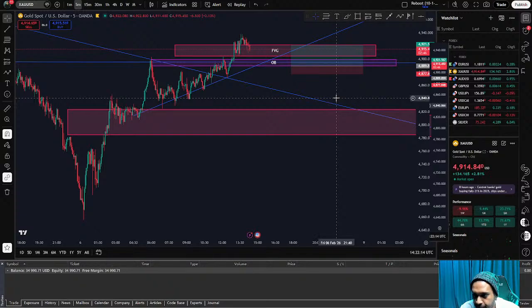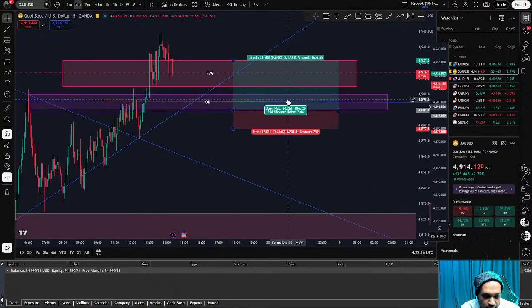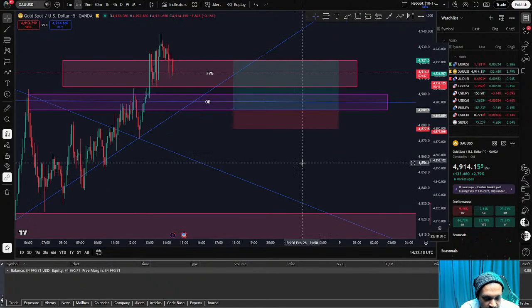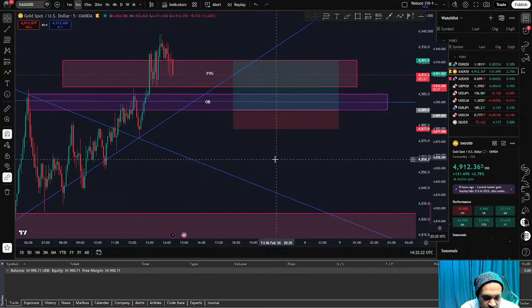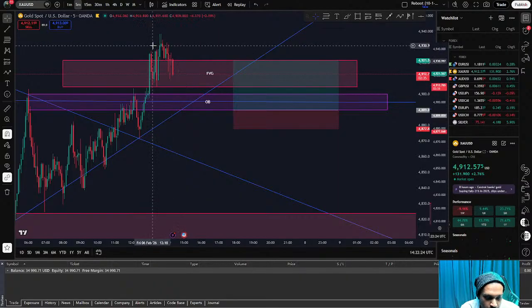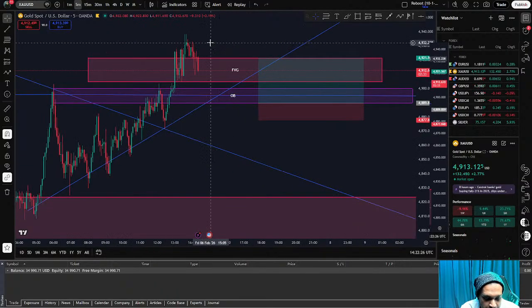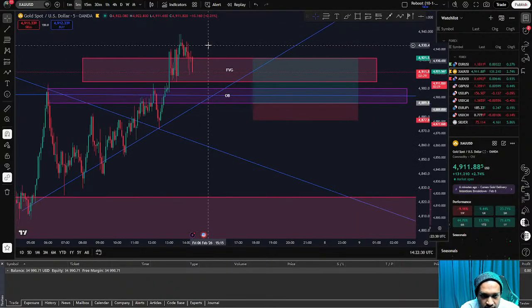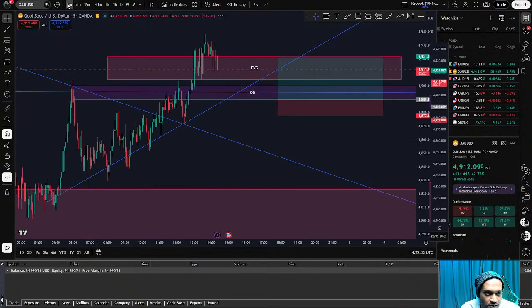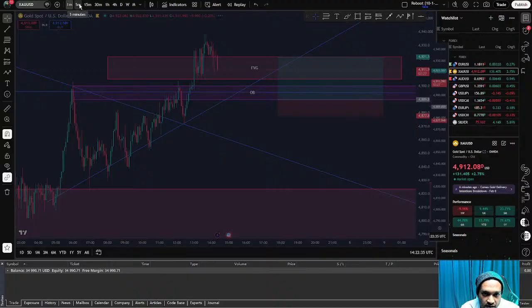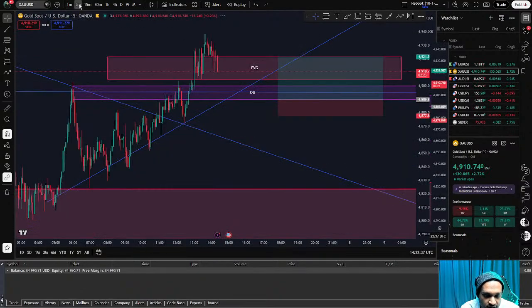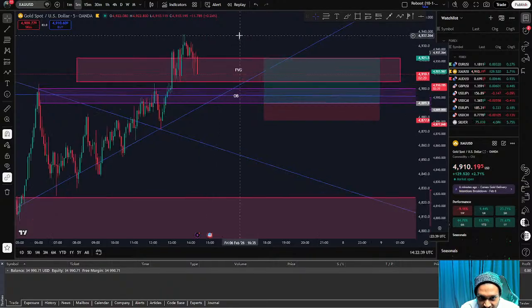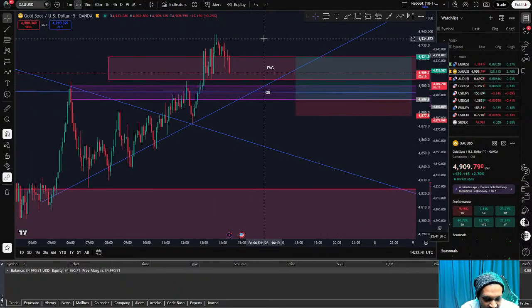So let's talk a little bit about fair value gap. A fair value gap tells you why price moved, not just where it moved. It represents institutional urgency, price inefficiency, unfinished business in the market. Oh wow, now we're looking at the price momentum, the sellers are still coming in. So you can watch that while I explain this.